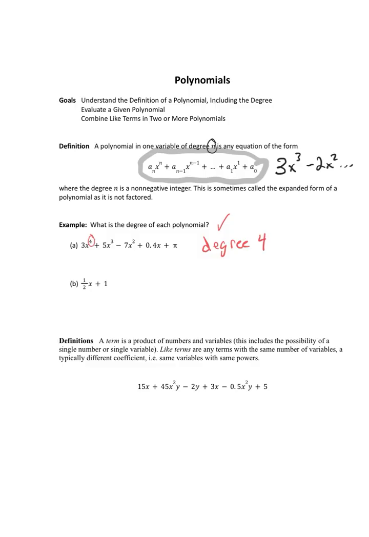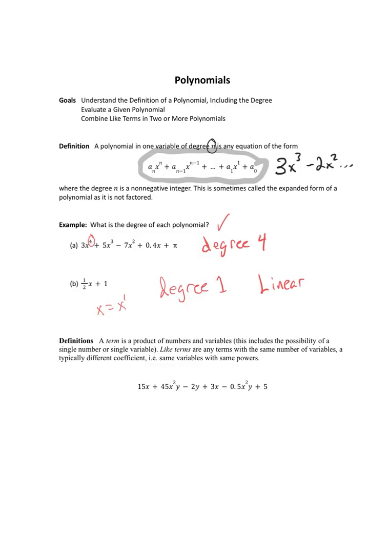And the second part B there, that just has an x, no other higher powers. So if it's just x, you may think of that as x to the first power. So in this case, this would be degree 1. And you might recall also from last unit that this is the equation of a line. So a linear polynomial would be degree 1.